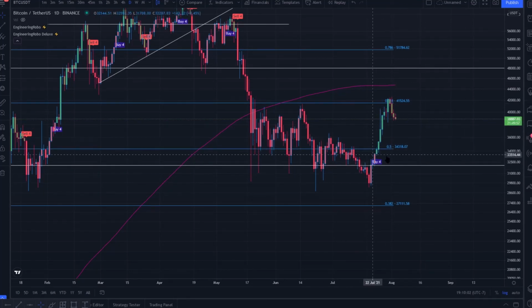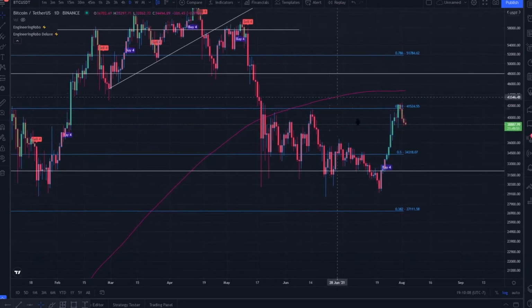Technical reasons to be bullish: we have that buy signal with EngineeringRobo, lots of buy pressure at 32K, and lots of fundamental buy pressure for Bitcoin in general. It's never a bad time to buy Bitcoin, only better.